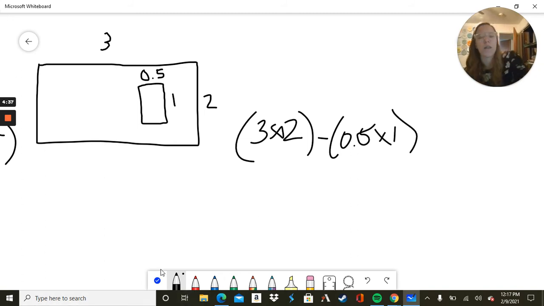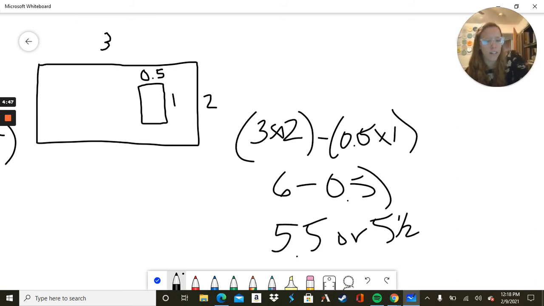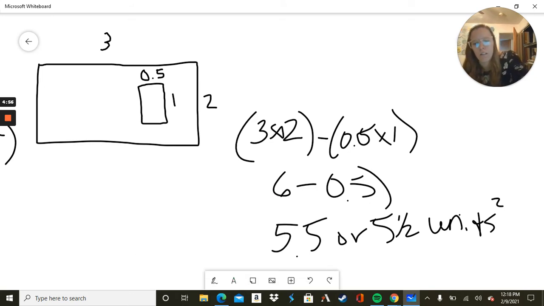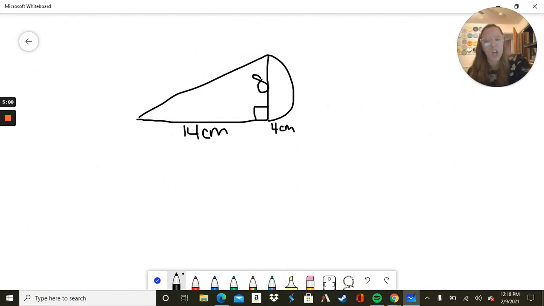Okay, so 3 times 2, 6. 0.5 times 1 is 0.5. So our answer is 5.5 units squared. Okay. Last one. So here we have a triangle.